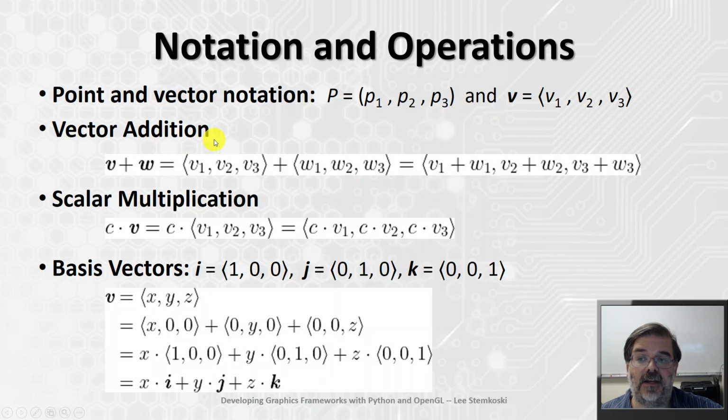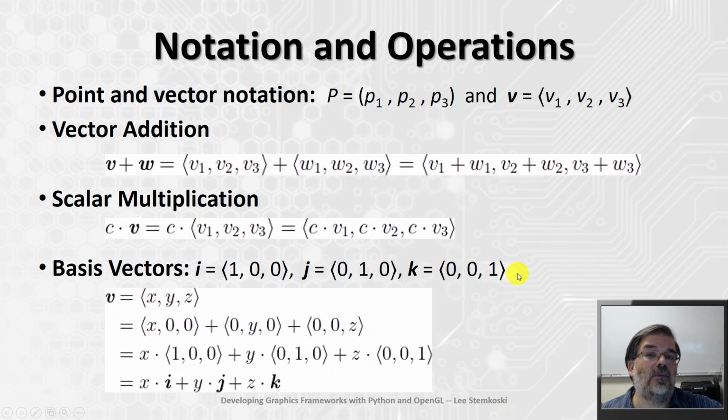The operation of vector addition is very similar. To add 2 vectors together, you add them component by component. To do scalar multiplication, again, we do exactly the same thing as before. We multiply each component of a vector by whatever that constant number is.